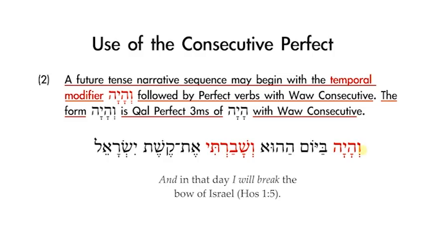With regard to translation, this temporal modifier can be rendered something like, "and it will be in that day," or you can just say, "and in that day." We know that what follows will provide us with the future tense narrative sequence that we need. So, "and it will be," or simply "and," in that day, "I will break the bow of Israel." Here we have the temporal modifier wehaya that denotes a future tense narrative sequence, followed by the qal perfect 1CS from shavar with the waw consecutive, and this continues the future tense narrative sequence.